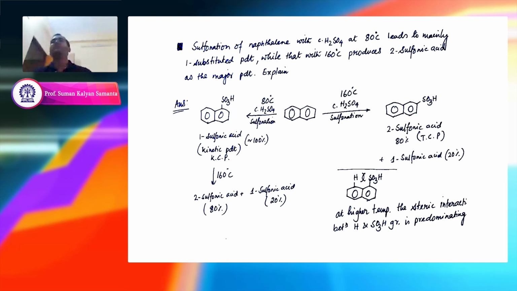First you take this naphthalene, and then at 80 degrees Celsius it leads to this 1-sulfonic acid derivative, as usual, like the nitration case, because this is a kinetic product. Okay, and you generate it at 100%. This is the exclusive product. But if you react at 160 degrees Celsius, then what happens? You get the 2-sulfonic acid derivative at 80%, and the 1-sulfonic acid at 20%.